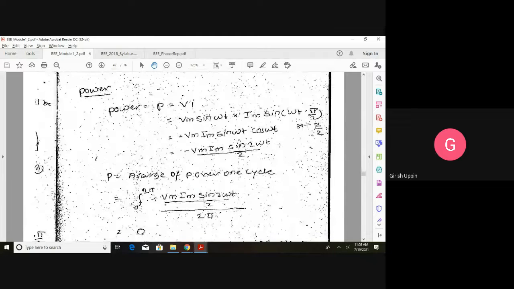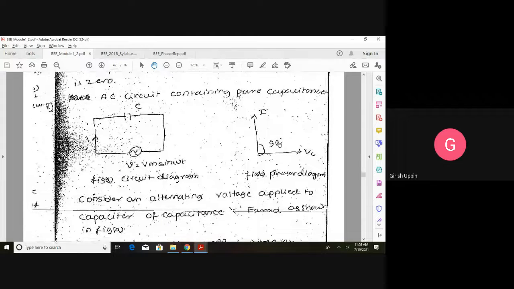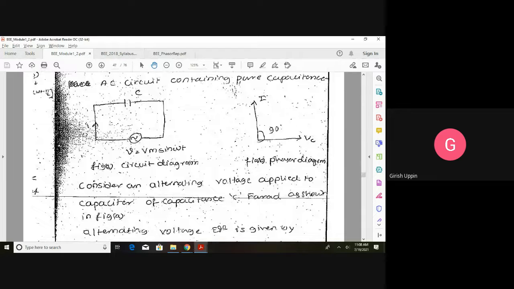Okay. Next is pure capacitance. Once you understand the way the analysis is being done, the same thing can be followed for the others. Now you have a pure capacitor, capacitance C, connected to a voltage source v = Vm sin ωt. It will result in a current which is also alternating. What will happen? The charging and discharging of the capacitor will happen.